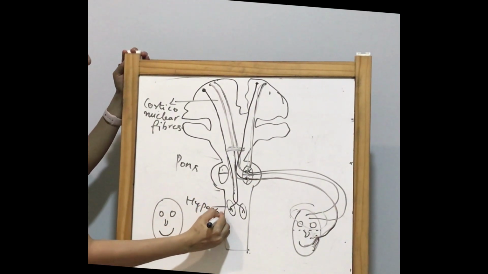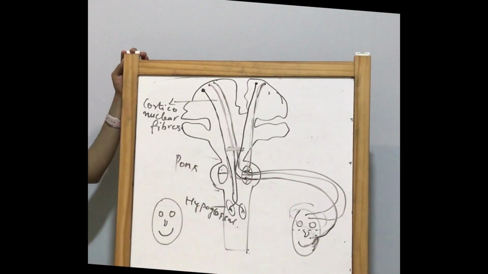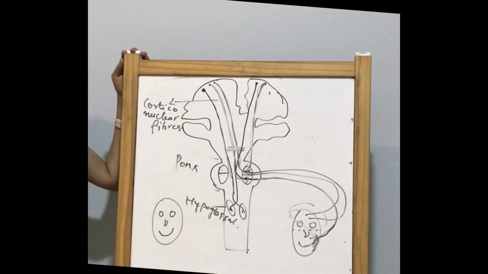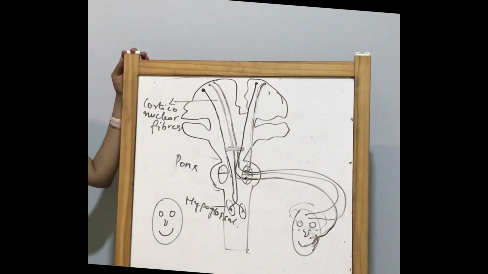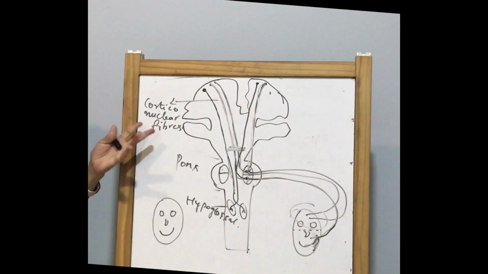So this is for the hypoglossal. Except hypoglossal and facial nerve, the rest of the cranial nerve nuclei receive corticonuclear fibers from both the sides. So that's why the other cranial nerve nuclei are not affected if half of the corticonuclear fibers are affected. Only you can see the difference whenever it is related to upper motor neuron.